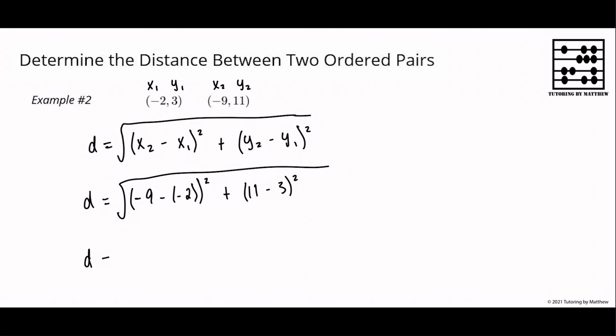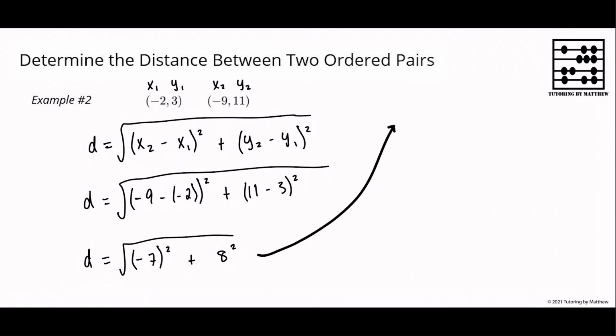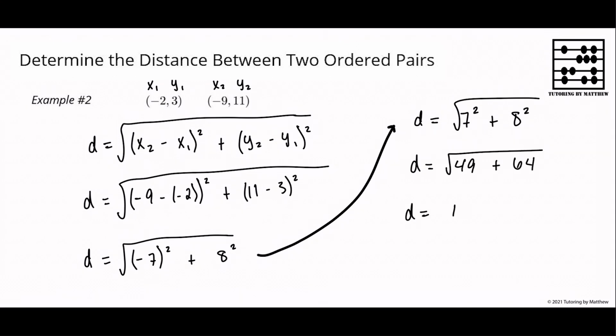The distance is equal to, now simplifying what's inside the parentheses here, this negative goes with this negative to make a positive. -7 quantity squared plus 8 squared. Distance is equal to the square root of 7 squared plus 8 squared. Square root of 49 plus 64, the distance is the square root of 113, which does not reduce any further.